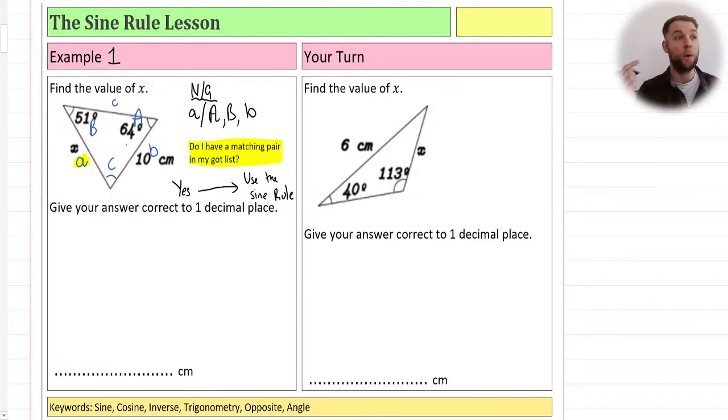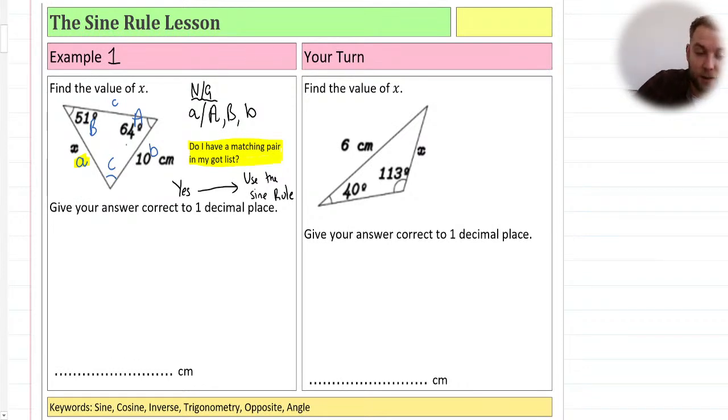Now later on when we do the cosine rule, if the answer to this question is no, then we need to use the cosine rule. But for now, because we're just sticking with sine, the answer is always going to be yes, isn't it? So we know that we're using the sine rule now because we've got a matching pair in our got list. So the next thing I need to do is to figure out whether I'm working out the sides or the angles. Well, here I'm trying to find out this a, which is the sides.